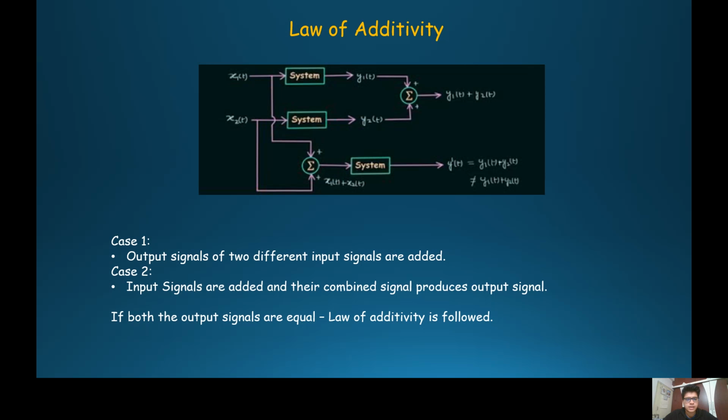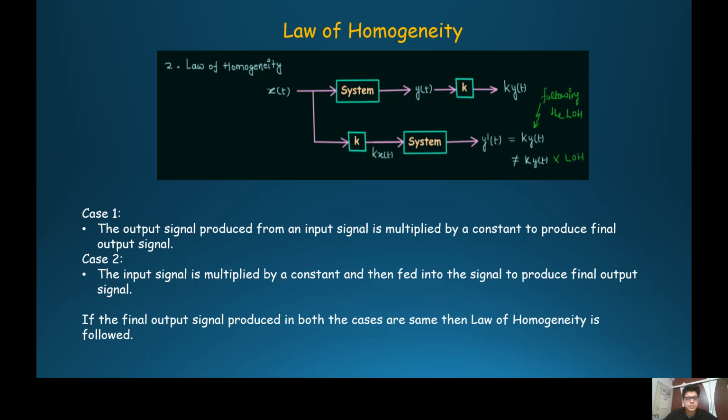Now let's see what law of homogeneity is. In law of homogeneity, we have an input signal x(t). It is fed to the system, which gives output as y(t). Now this output signal is multiplied by certain constant k to get the final output as k y(t). And in the second case, we first multiply the input signal by the same constant k, and the k x(t) input signal is fed to the system, and let's say the output we are getting is y dash t. If y dash t is equal to k y(t), then we say that law of homogeneity is being followed, otherwise it is not being followed.